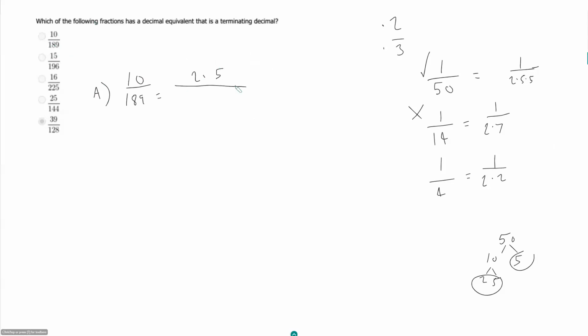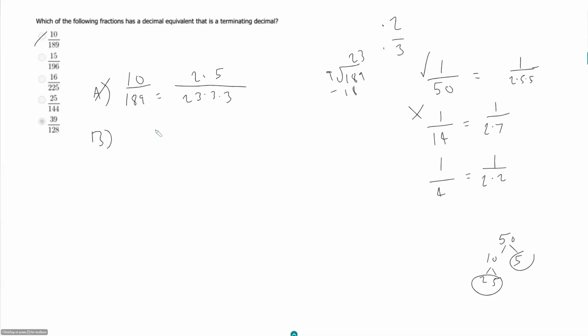189, so the digits of 189 sum to 18, which is divisible by 9. So the whole thing should be divisible by 9. What is 189 divided by 9? 21. So 21 times 9, which is 7 times 3 times 3. So here it looks like we got no 2s, no 5s in our denominator. So this guy is non-terminating.